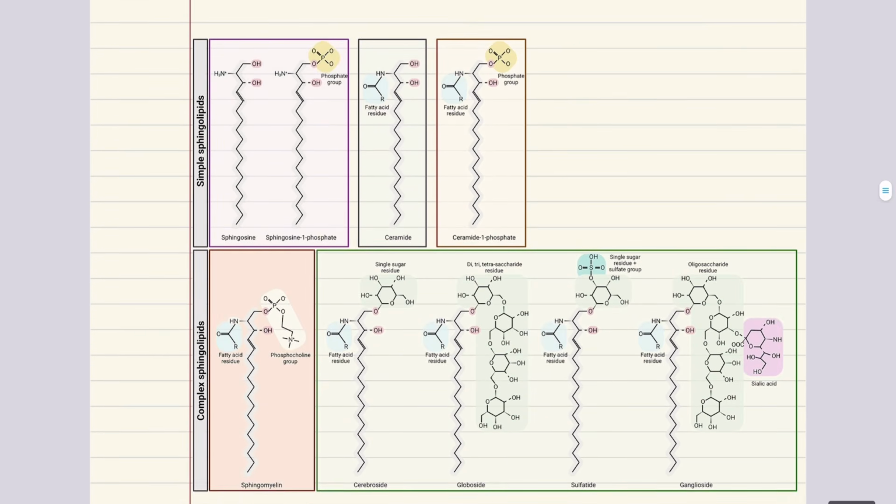So this helps illustrate the structural differences, starting with simple sphingolipids like ceramide and progressing into complex forms like cerebrosides and gangliosides, each with more elaborate head groups. We can also point out sphingomyelin, highlighted with its phosphate-based head group, while gangliosides clearly show the sialic acid unit in pink, indicating their negative charge.